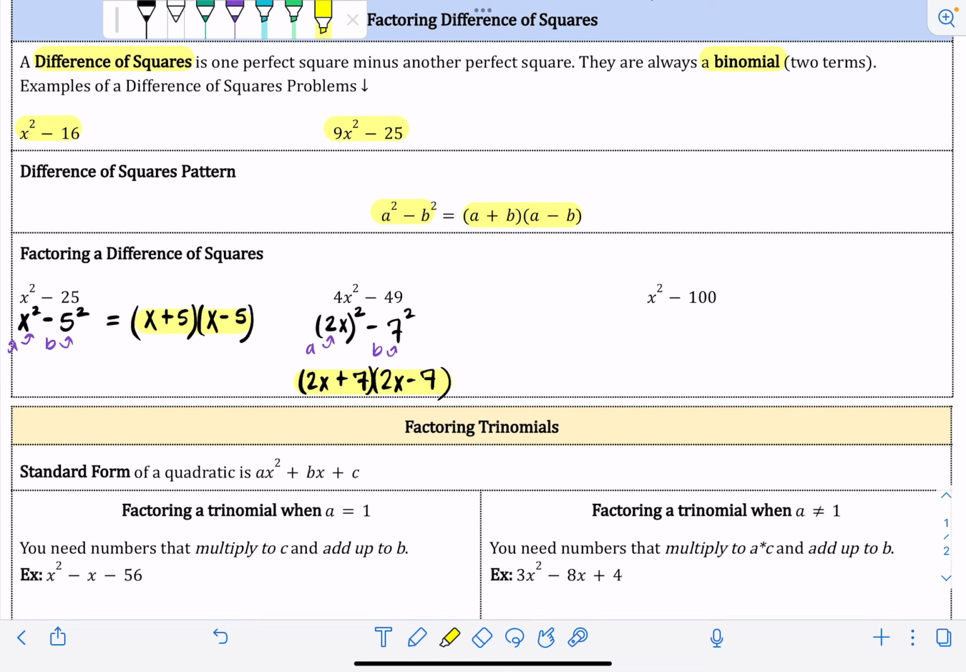And then the last one, x squared minus 100. This is definitely one where I recommend pausing the video and just making sure that you're able to do it on your own. If you still would like to see another example, just feel free to watch it through, but this is a good test.